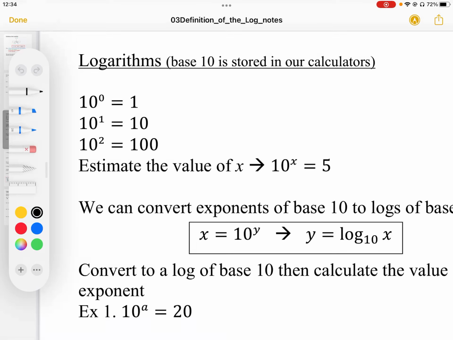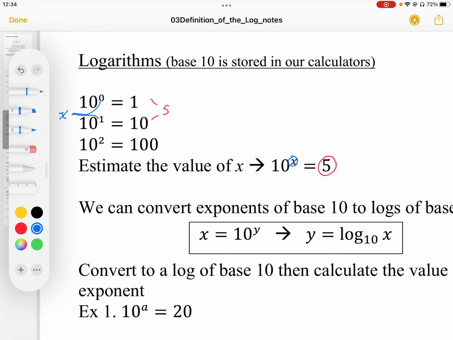We're going to start by looking at logarithms of base 10. So 10 to the power 0 is equal to 1, 10 to the power 1 is equal to 10, 10 to the power 2 is equal to 100, 10 to the power 3 is equal to 1,000, etc. And we're going to use these facts to work out the value of x for 10 to the power x equals 5. So we know that the value 5, this 5 here, is somewhere between 1 and 10. And what that means then is this exponent here must be somewhere between 0 and 1.